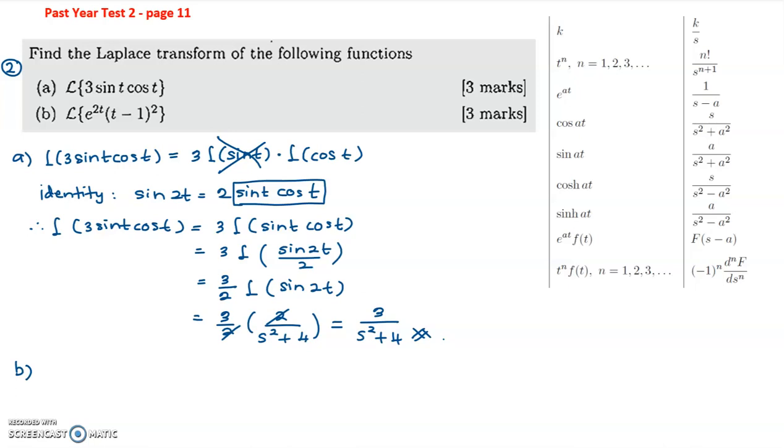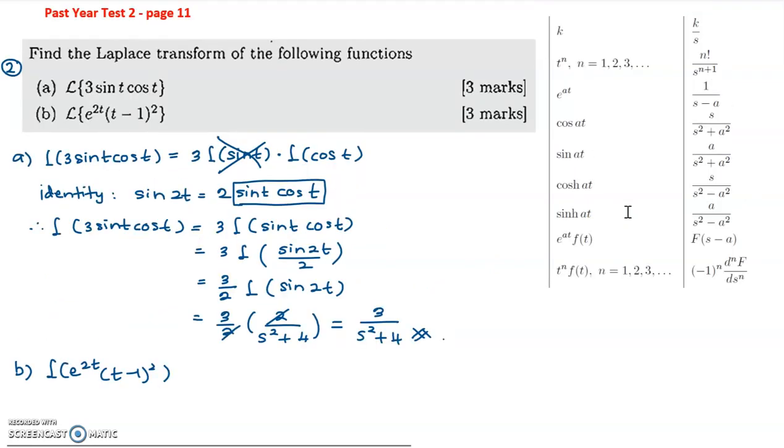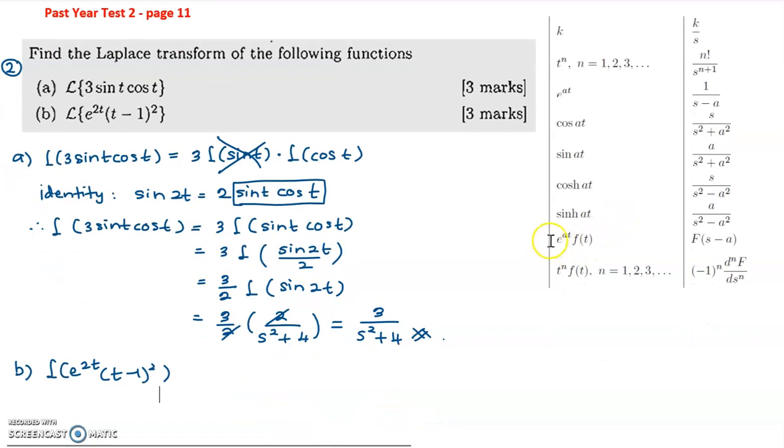Now, for b, we have the Laplace of e to the 2t times (t minus 1) squared. Again, first of all, you need to refer to the table, because we want to map to which one. So we have an exponential function times (t minus 1) squared. So we have two terms. We have to refer to this: a function e to the at times some function f(t).